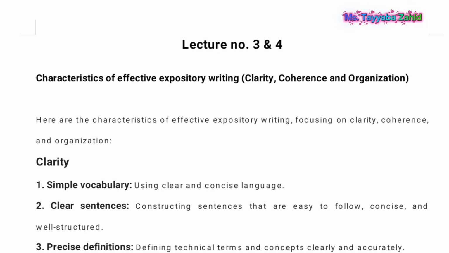Basically, I have already discussed with you the possibility of the questions. There is an obvious clear-cut question from these notes, which will be of 5 marks or of 10 marks: a note on the different characteristics of expository writing, or write a short note on clarity in expository writing, or write a short note on coherence in expository writing, or write a short note on organization in expository writing. So I hope that you people caught my lecture.